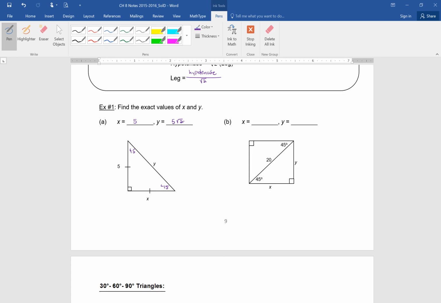All right, let's take a look at this next one. We have 45 degrees here and here, so we need to find x and y. If it's 45, 45, 90, what do we know about the legs? The legs are congruent to each other. We said the hypotenuse is equal to root 2 times the leg, so 20 is equal to root 2 times x. What can we do now? Divide by root 2 on both sides.